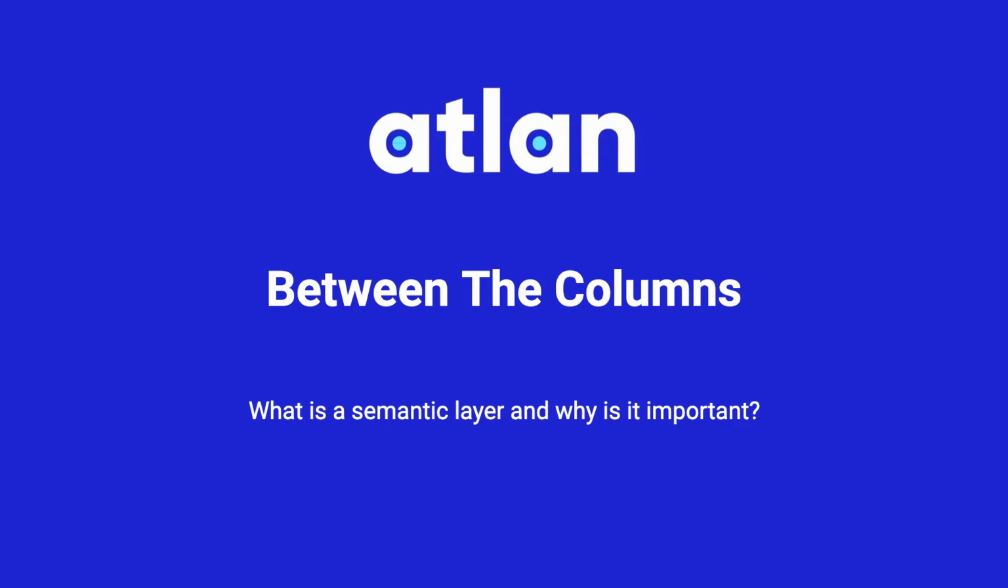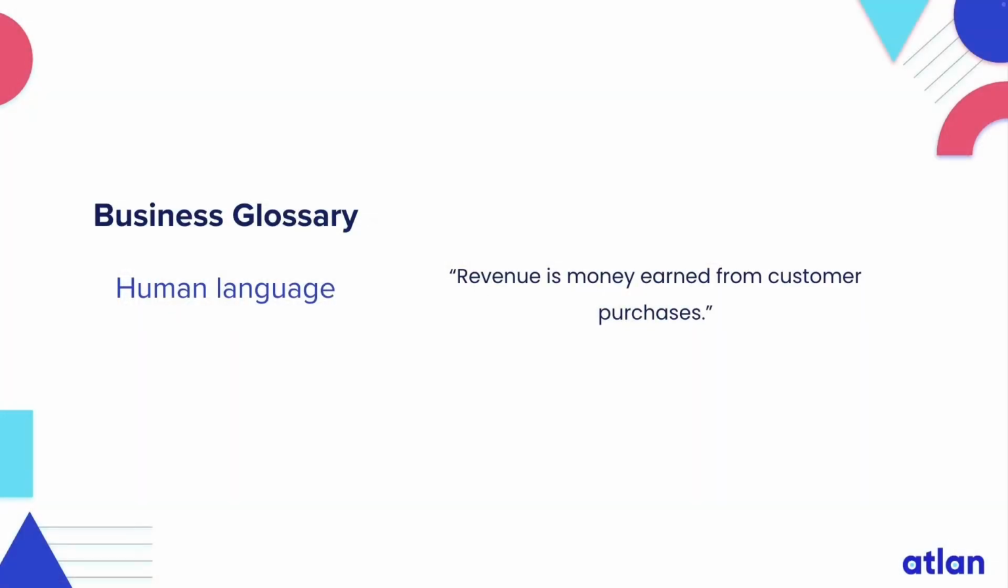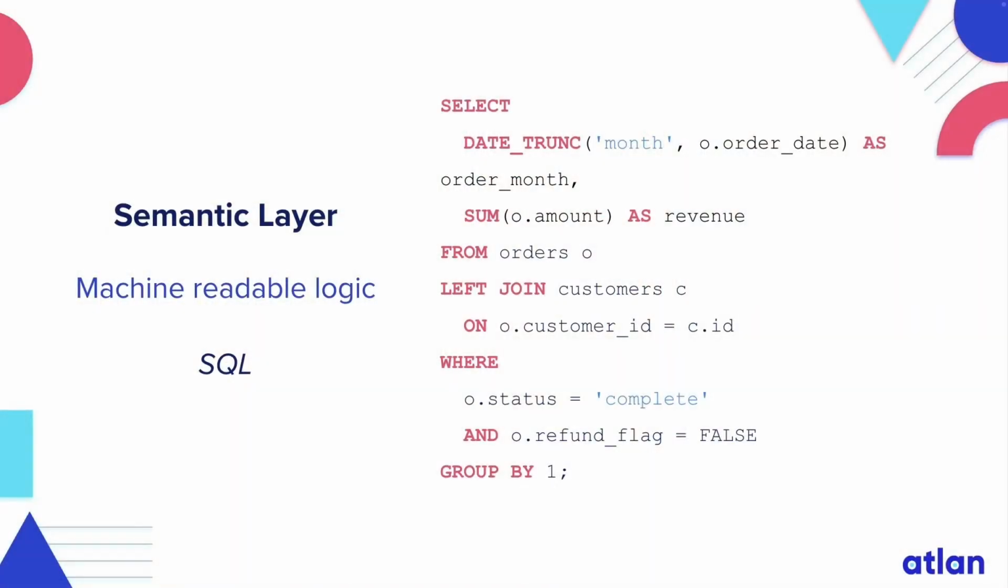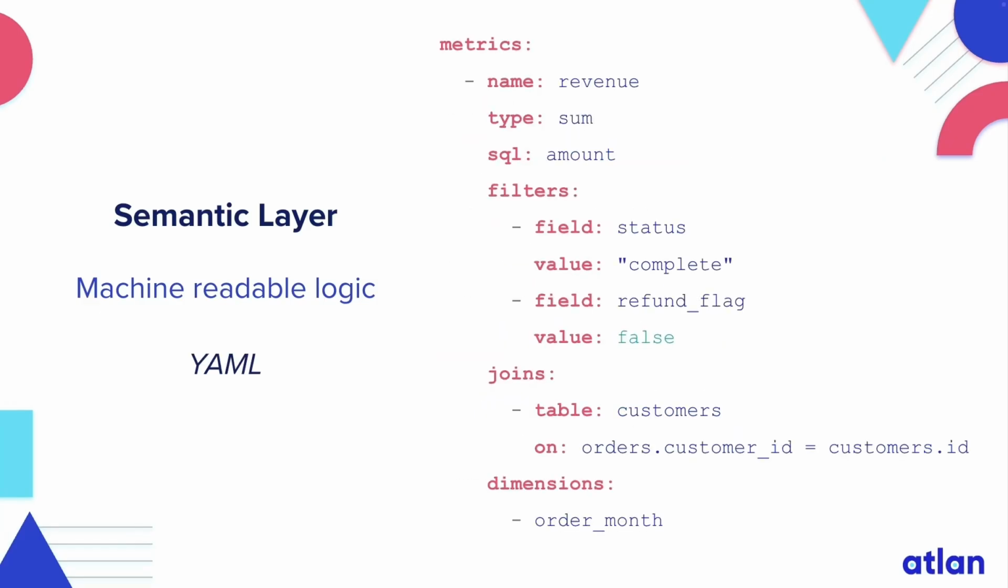A business glossary tells you what a term means in human language. Revenue is money earned from customer purchases. A semantic layer takes that meaning and turns it into machine-readable logic, the exact calculation that every tool should use. Something like, calculate the sum of the amount where the status is complete, exclude refunds, join to the customer table on customer ID so we know who it belongs to, then aggregate by month. So the glossary gives you the words, and the semantic layer is the code behind the words.